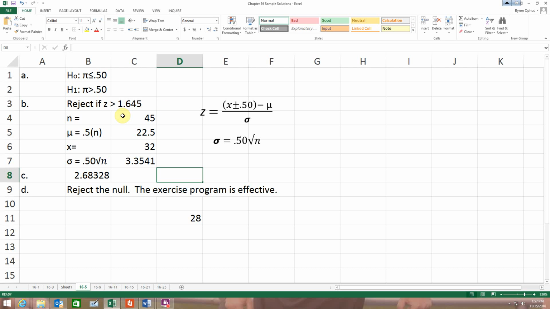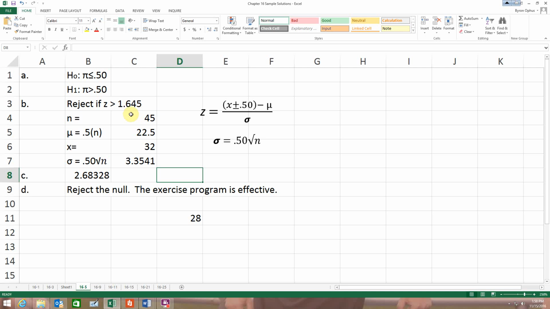And then which equation do I use? There are 3 equations on page 576, in the peach colored box towards the bottom. The main equation says that z is equal to x plus or minus 0.5 minus my mu, divided by my standard deviation. And how do I know which one to use?